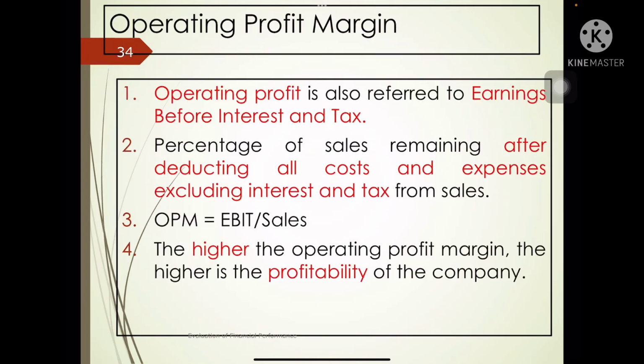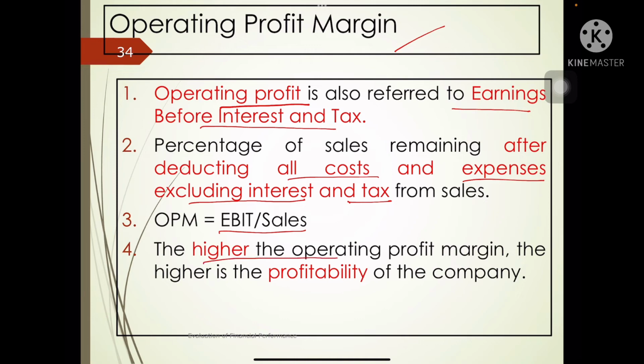All right, next is our operating profit margin. Operating profit actually refers to the earnings before interest and tax, or we name it as EBIT. It is the percentage of sales remaining after deducting all costs and expenses, but this one excludes interest and tax. So operating profit margin equals earnings before interest and tax divided by sales. The higher the operating profit margin, the higher the profitability of the company.